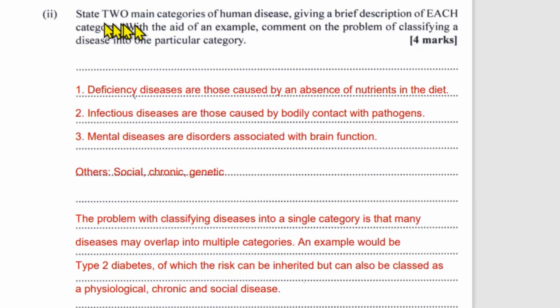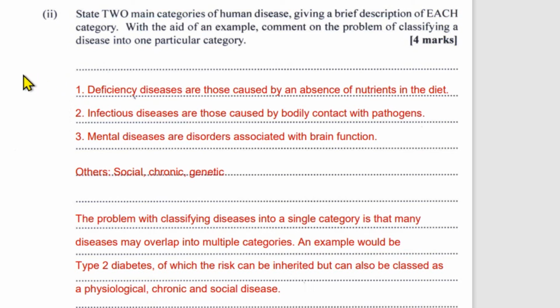Part 2. State 2 main categories of human disease, giving a brief description of each category. With the aid of an example, comment on the problem of classifying a disease into one particular category. So I have 3 different categories here. One would be deficiency diseases. Those are usually caused by an absence of nutrients in the diet.